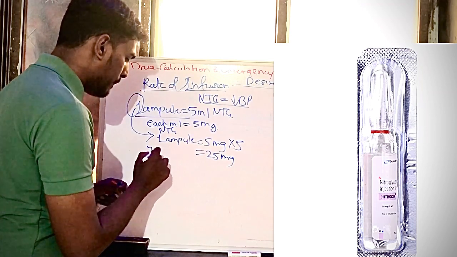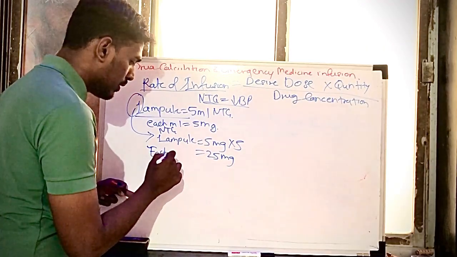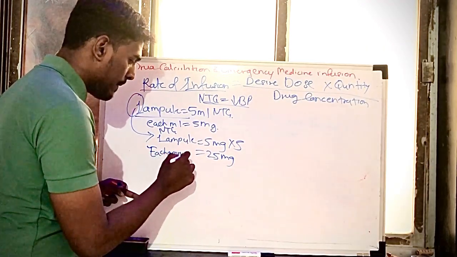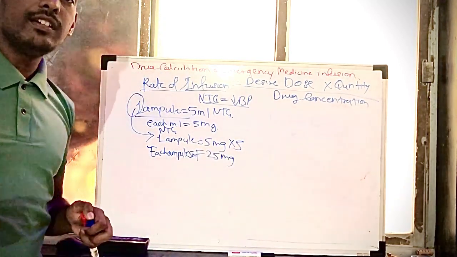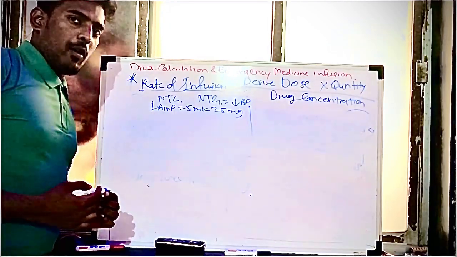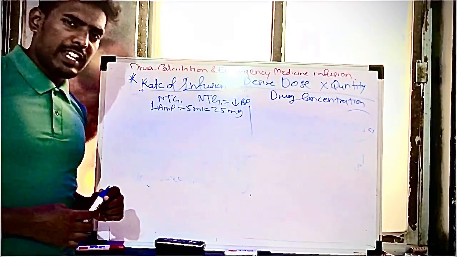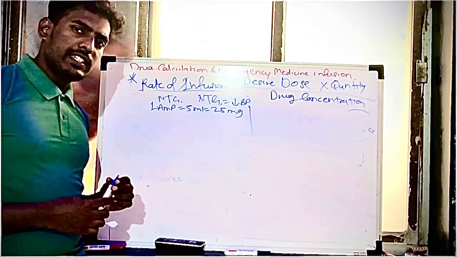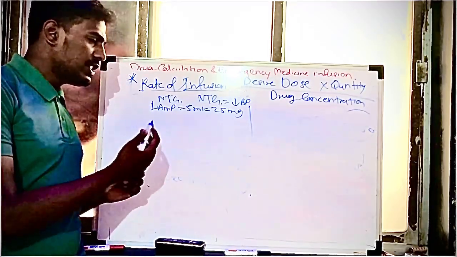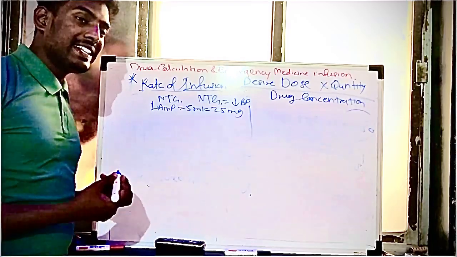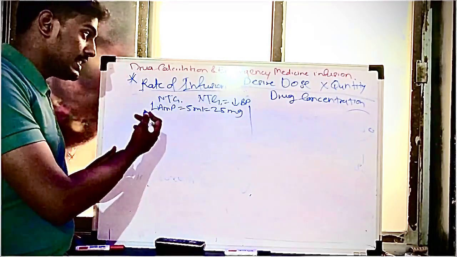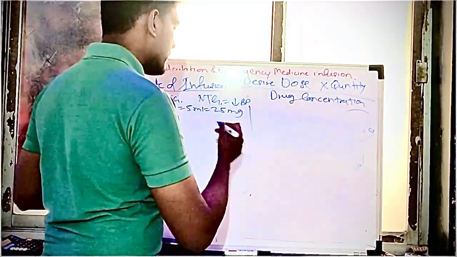So each ampule of 5 ml contains 25 mg of drug. Here we understood that 1 ampule of NTG contains 5 ml, which is equal to 25 mg. So each ml contains 5 mg. Now we have to make the infusion of this NTG. How are we going to make that infusion?